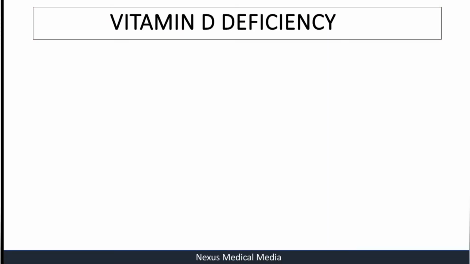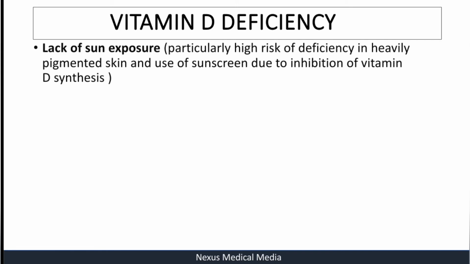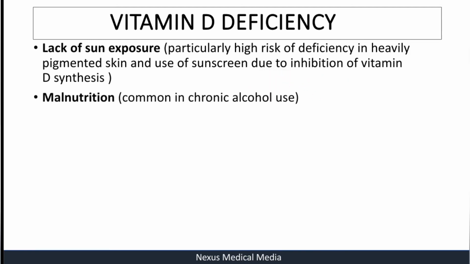Okay. Vitamin D deficiency, right? So what causes vitamin D deficiency? Number one is lack of exposure to sunlight. There is a particularly higher risk of deficiency in heavily pigmented skin and with use of sunscreen, due to inhibition of vitamin D synthesis. Next is malnutrition, and this is common in chronic alcoholics.